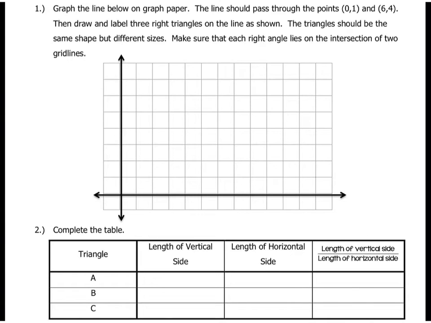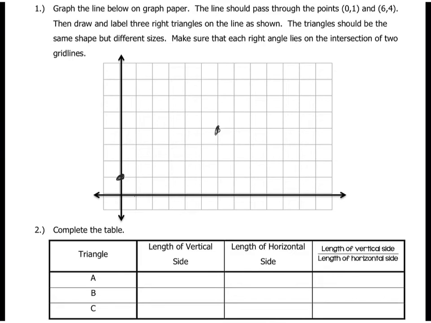Graph the line below on graph paper. The line should pass through the points (0, 1). So let's find (0, 1). There's our first point. And 6 fourths: we go to the right 6, 1, 2, 3, 4, 5, 6. Up 4, 1, 2, 3, 4. Those are our 2 points.